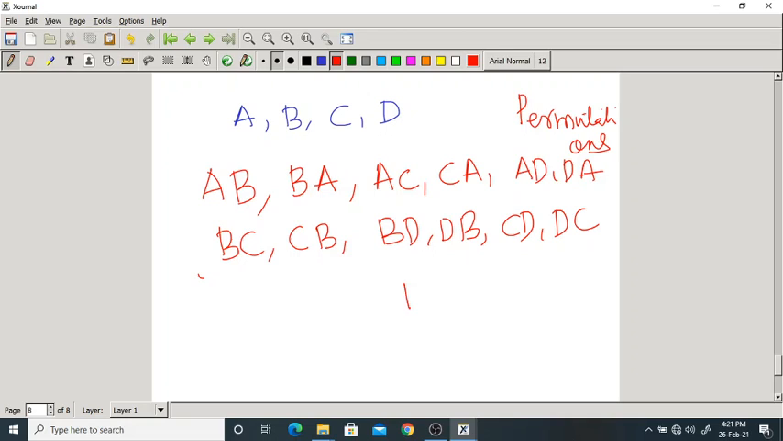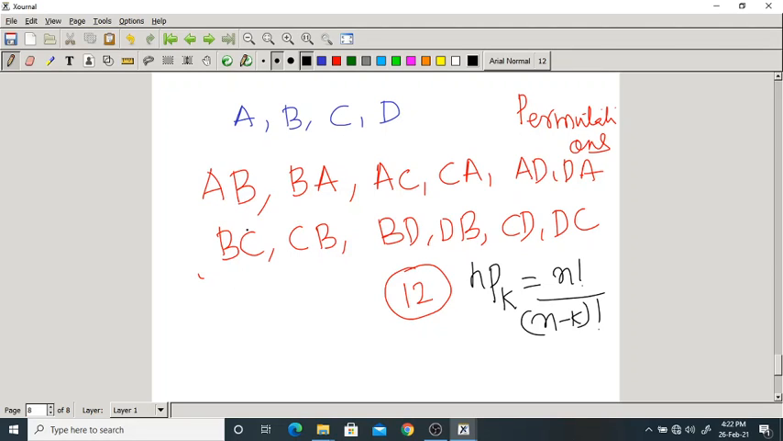How many such possibilities are there? 12. You know already. Permutation means, generally what do we write? nPk. Permutation means n factorial by (n minus k) factorial.